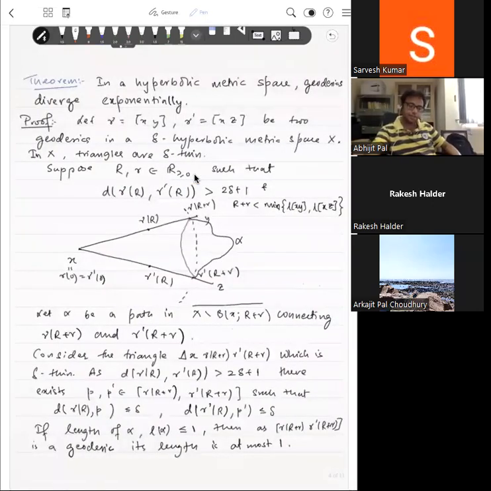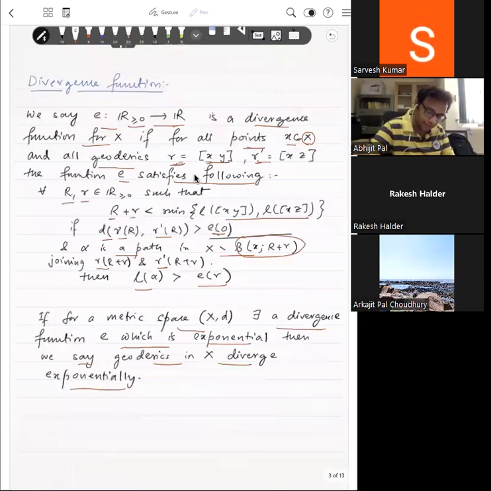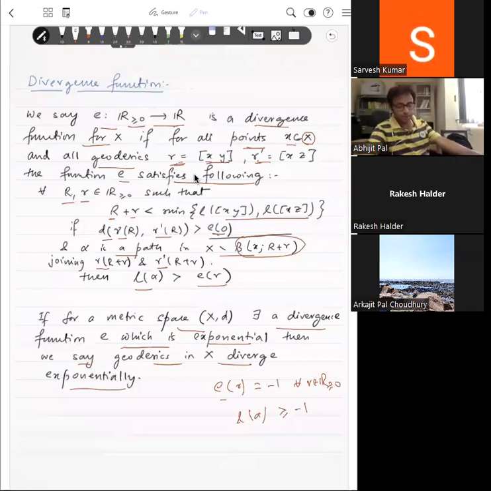Obviously, there could exist some other divergence function, but that is not what we want. What is the question? I can take just E of r to be equal to minus 1 for all r. Obviously, this will be a divergence function according to this definition, but this is just a constant, right? The length of any path will be greater than or equal to minus 1. So this will be a divergence function, but what we want here in this hyperbolic metric space is a divergence function which is exponential.